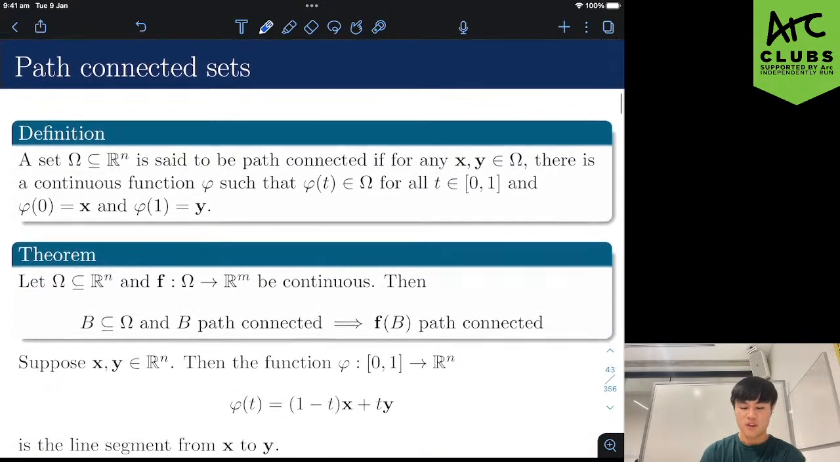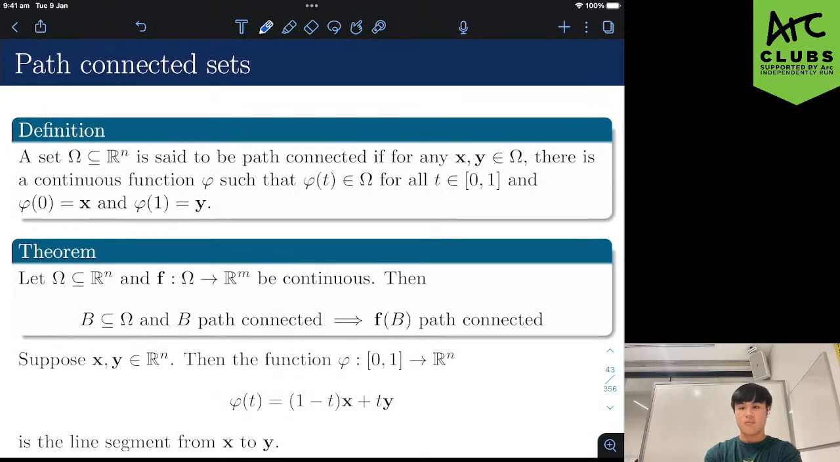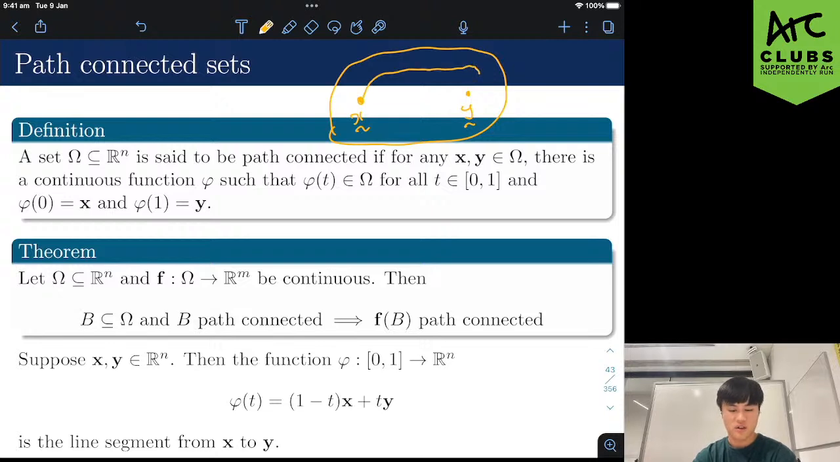Alright, moving on to path connected. The definition is basically what the name of it sounds like. It essentially is, if you have two points x and y, so some set here, you have point x, point y. If we're able to draw a continuous line from x to y, then it is path connected.